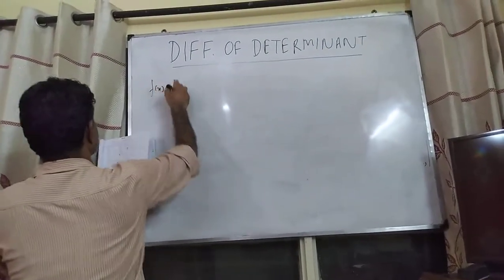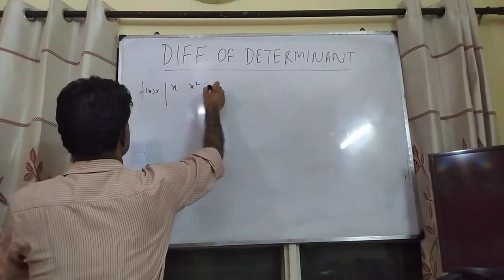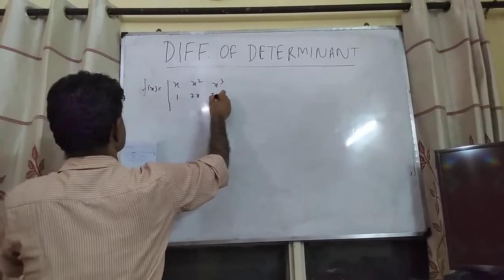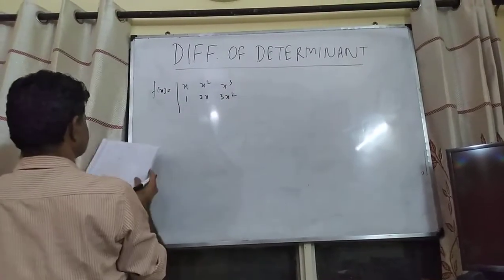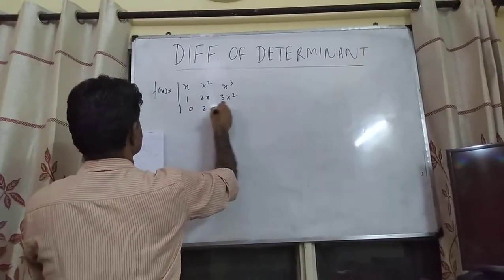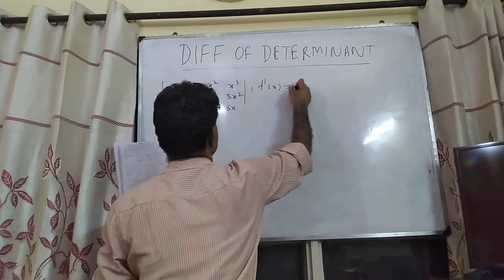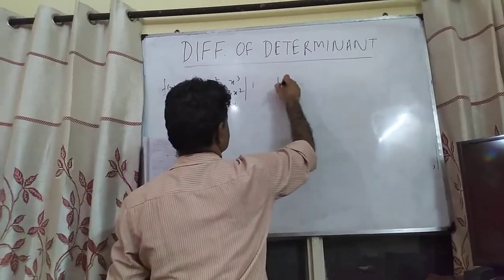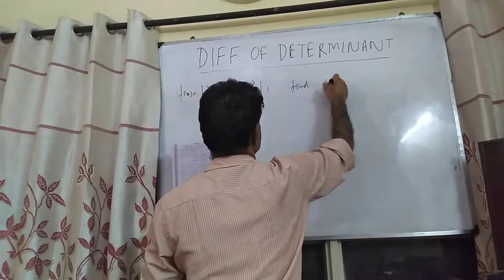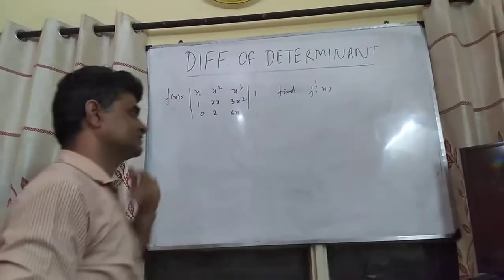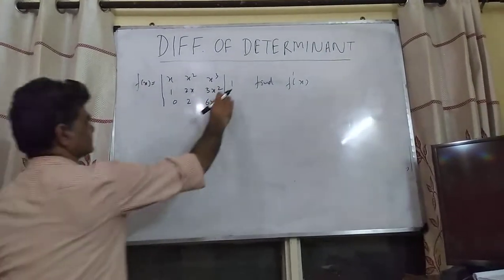f x equals to x square, x cube, 1, 2x, 3x square, 0, 2, 6x. Find f dash x. f dash x is the differentiation. Then how to solve this?